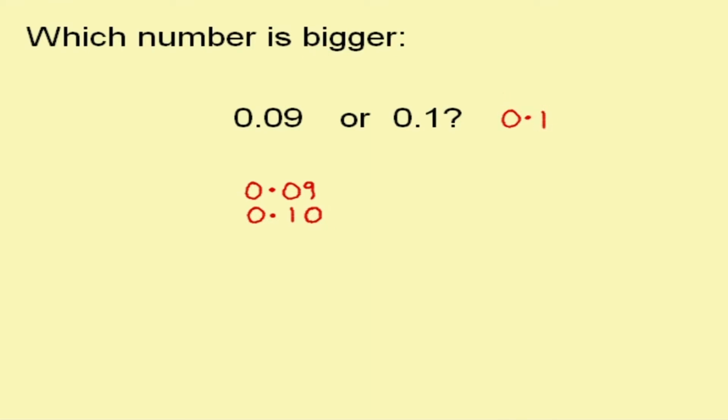Another nice way of comparing them is to imagine that they're both amounts of money. This would be 9 pence and this would be 10 pence. Clearly, it's easy to see that this one is bigger.